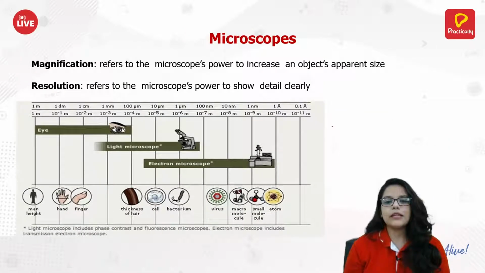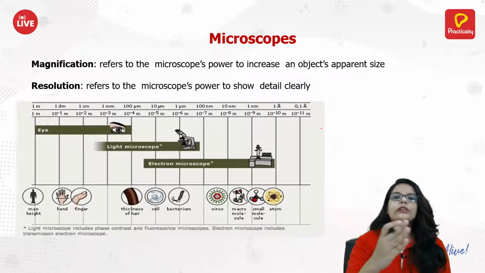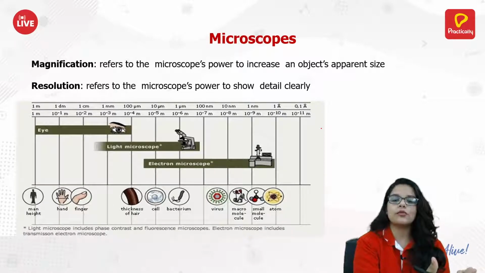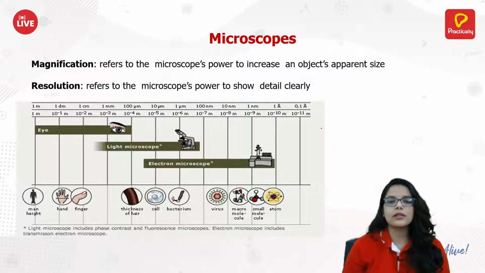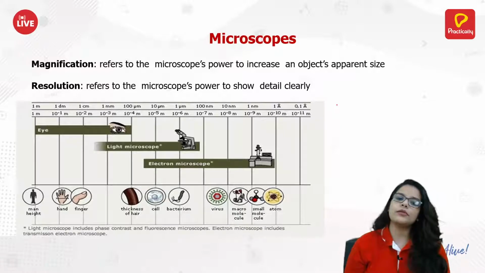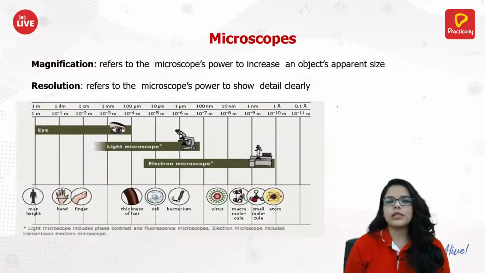Now, I'll talk a little bit about the different kinds of microscopes, because from the time the magnifying glass was discovered by Roger Bacon, in the 1200s, 1300s, till now, when we are in the year 2021, the field of microscopy has advanced a lot. Previously, people used to use light microscopes and so on.